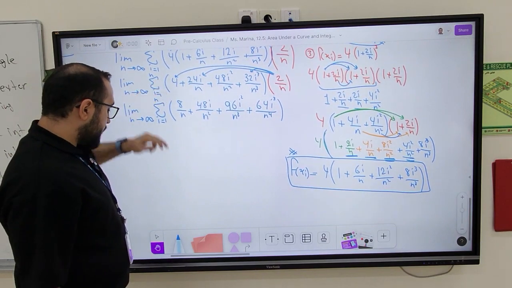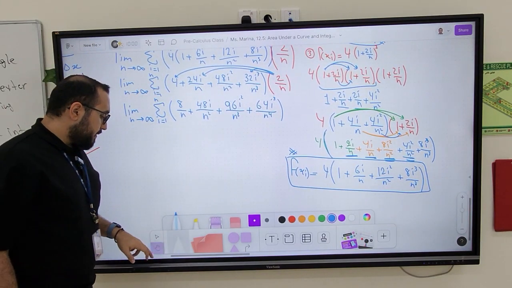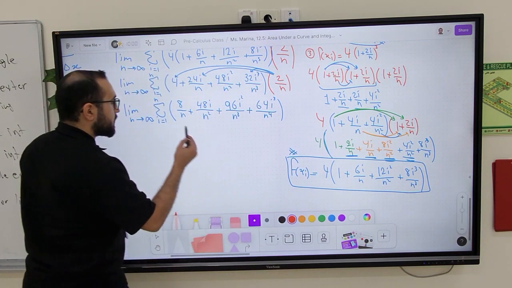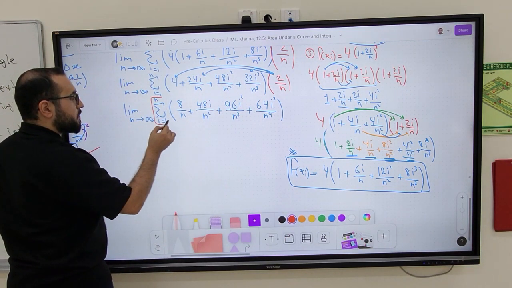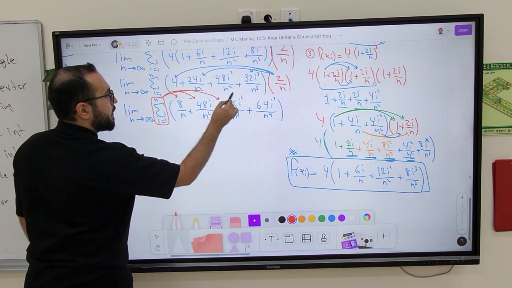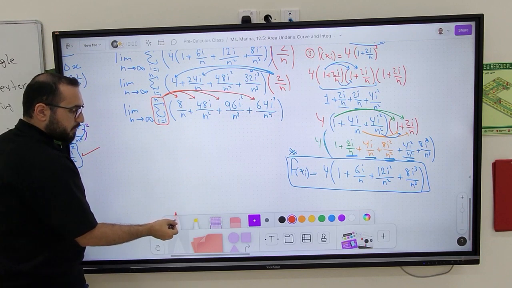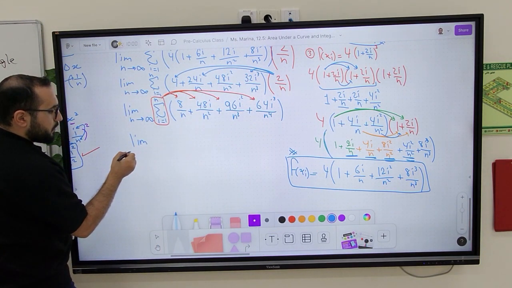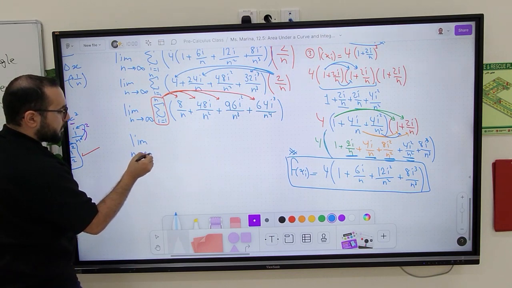Now, as you can see here, now let's split the Riemann sum. Okay, means let's distribute the Riemann sum. So as you can see here, I have this one Riemann sum distributed for this one, for this one, and for this one. So now let's rewrite it again. Let's use the blue one. Limit, okay, when n approaches infinity.